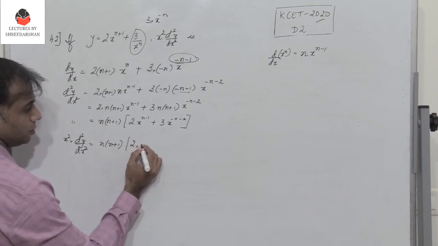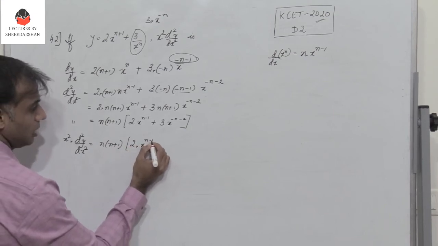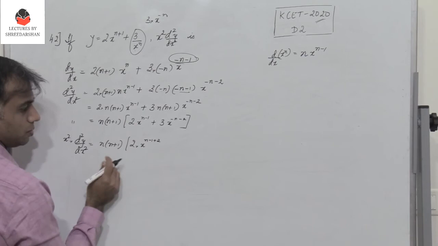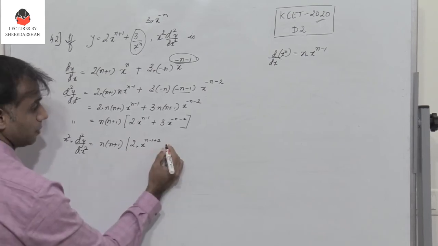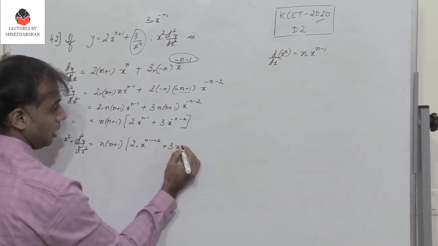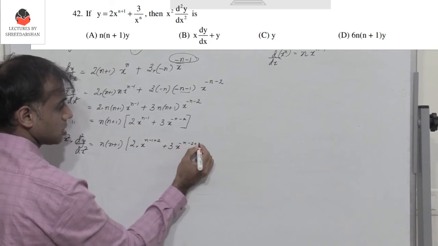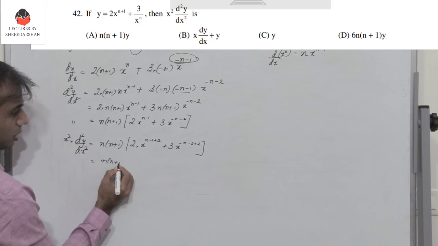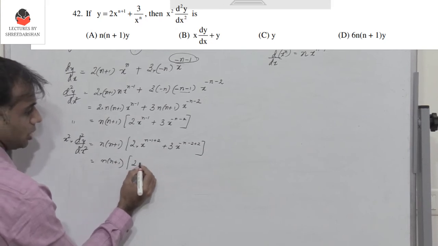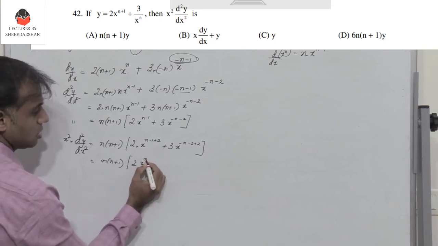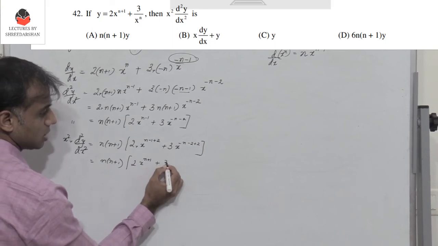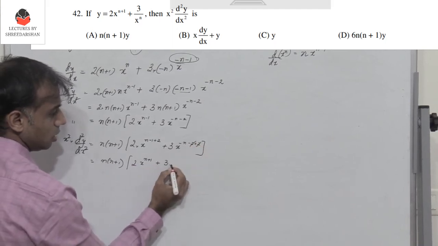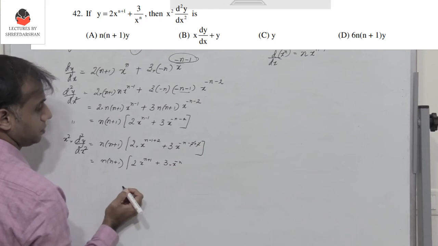2 into x power n minus 1 plus 2, because I'm multiplying it by x square, plus 3 into x power minus n minus 2 plus 2. Okay, so this gives me n into n plus 1, 2 into x power, so this is n plus 1, plus 3 into x power minus n.